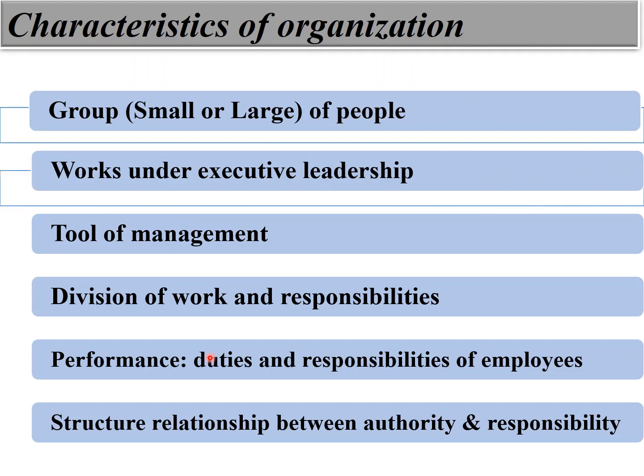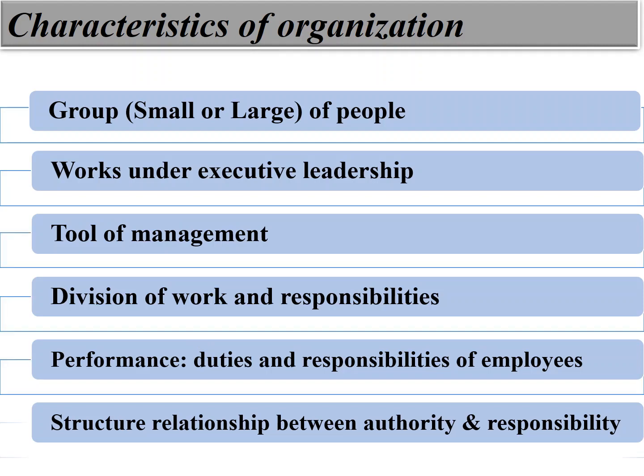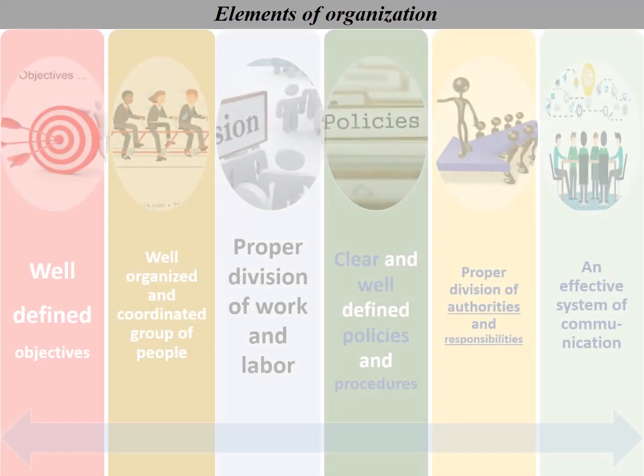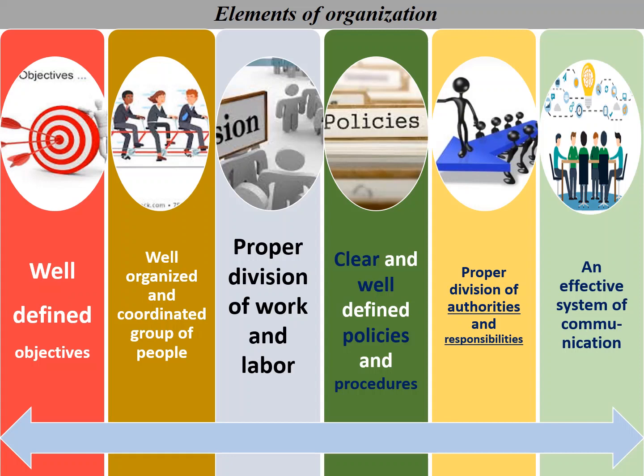Next, we are going to cover the elements of organization. This organization has a few elements. First is the objectives. Every organization has goals, and well-defined objectives must be there. And how to achieve these objectives? Through a well-organized and coordinated group of people, the organization structure.